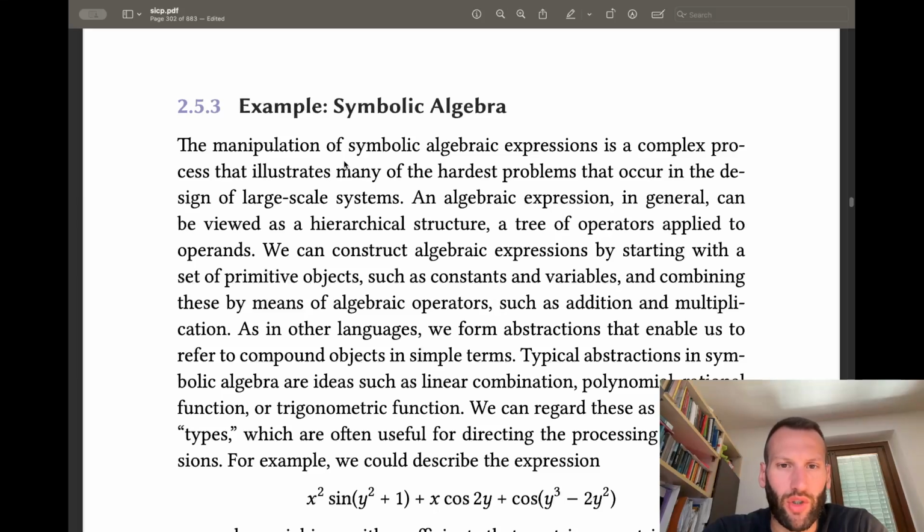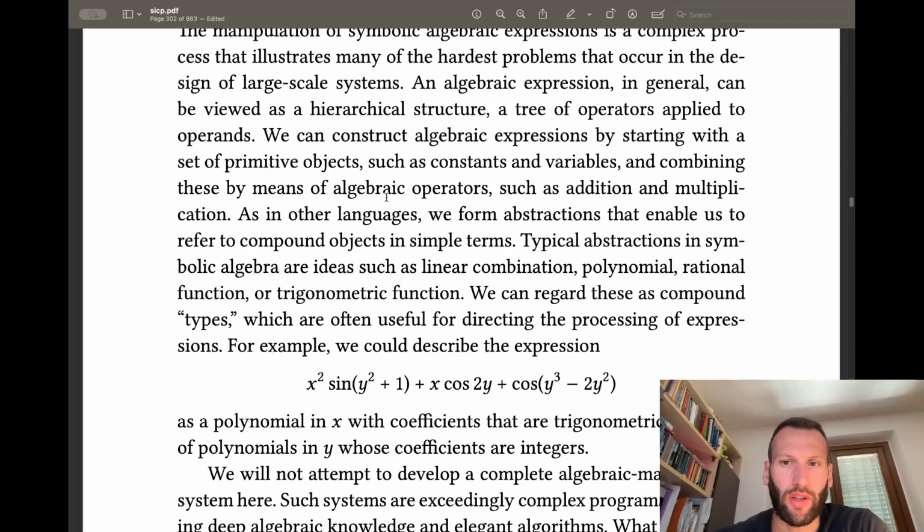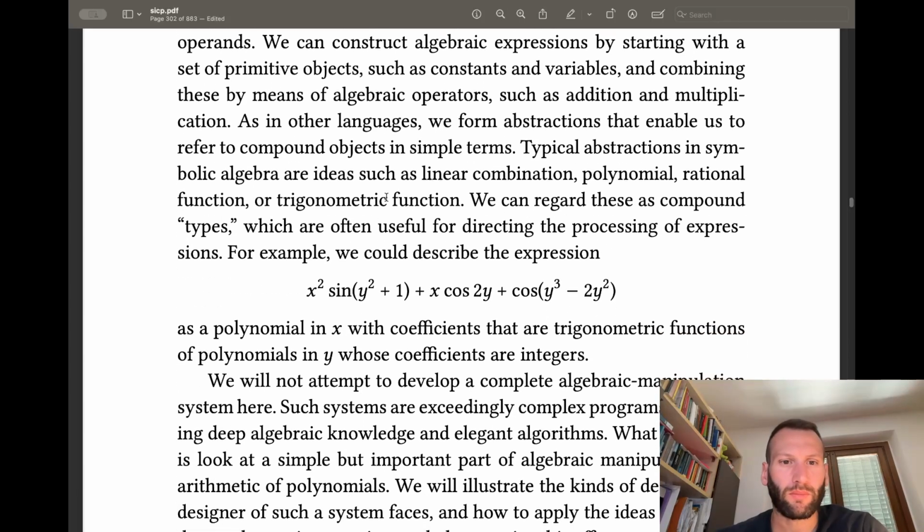Yeah, this is a cool definition. An algebraic expression in general can be viewed as a hierarchical structure, a tree of operators applied to operands. We can construct algebraic expressions by starting with a set of primitive objects, such as constants and variables, and combining these by means of algebraic operators, such as addition and multiplication.